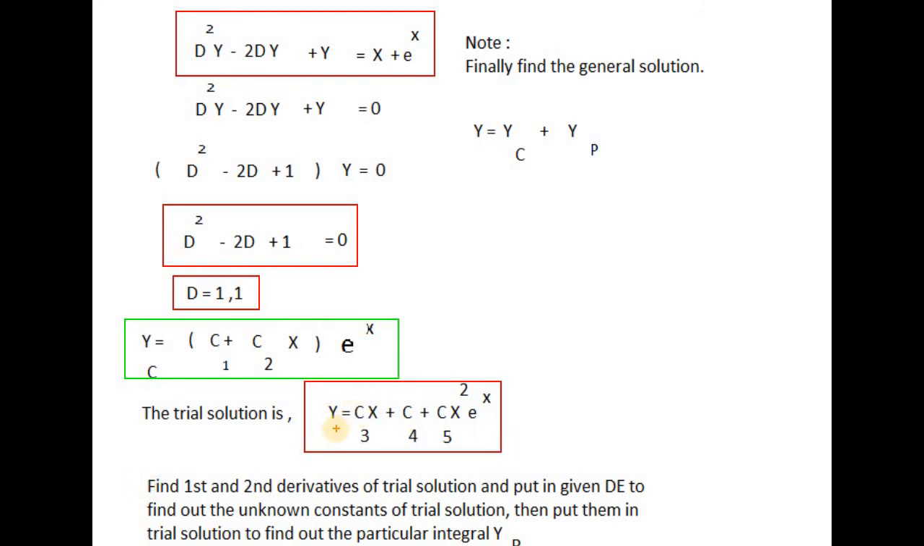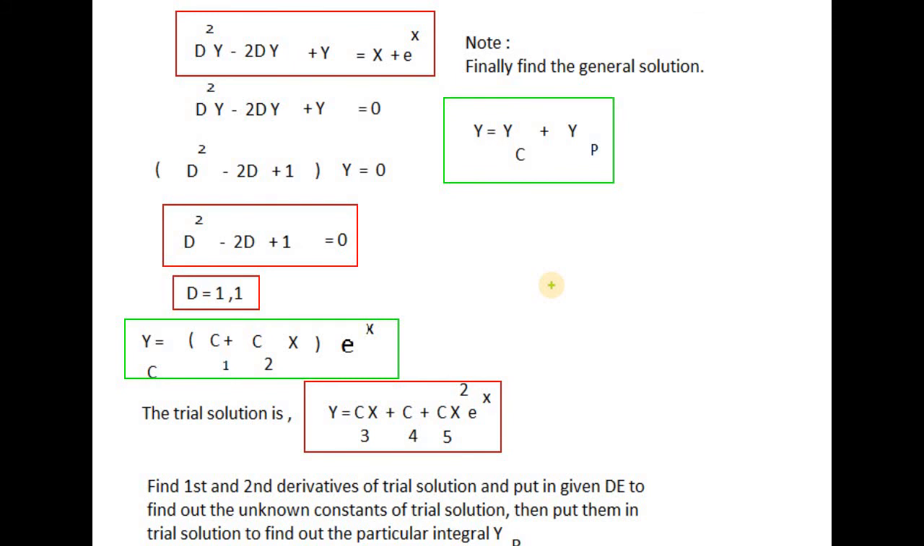Now from this trial solution, find the first and second derivative of the trial solution and put them in the given differential equation to find out the unknown constants of the trial solution. Then put them in the trial solution to find out the particular integral yp. Finally, find the general solution by using this equation. This will give us the required general solution.